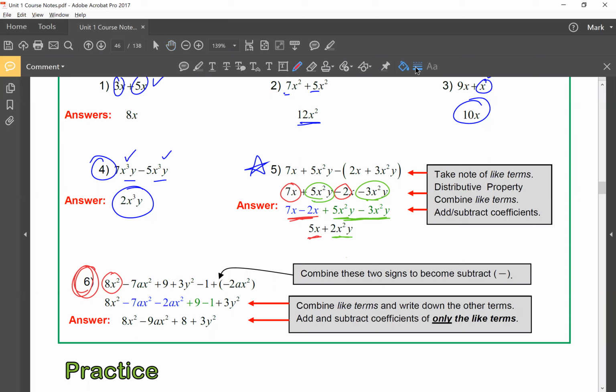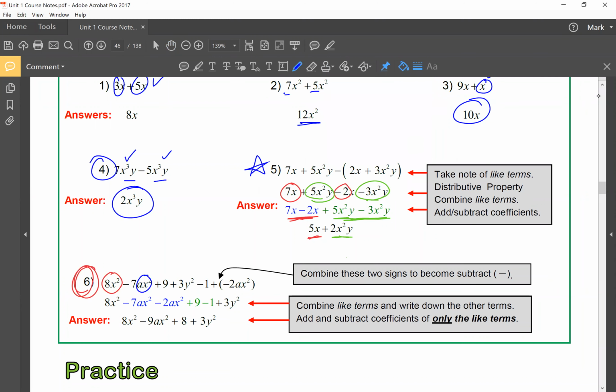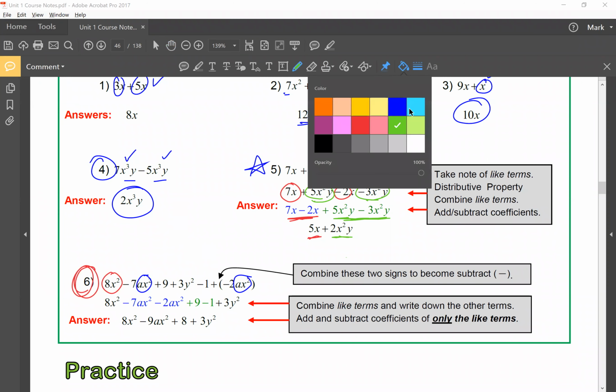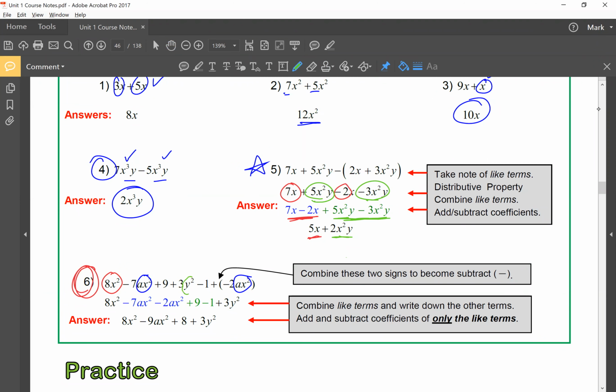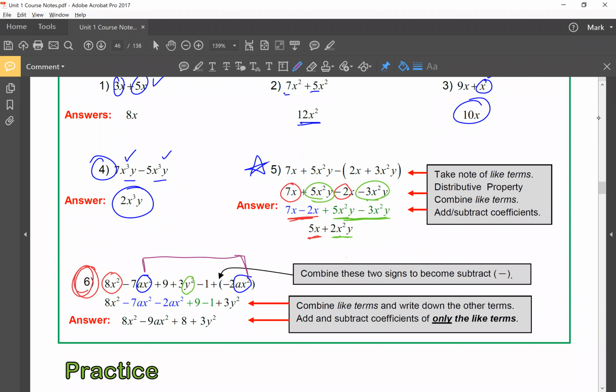Let's pick another color. Let's go with blue. I have ax squared. Do I see any more of those? Yep, right here. Ax squared. Pick another color. I'll pick green. Y squared. Nope, I don't have any more y squareds. So the only thing I really need to do in this question is I need to combine these terms and combine my numbers, and that's it.